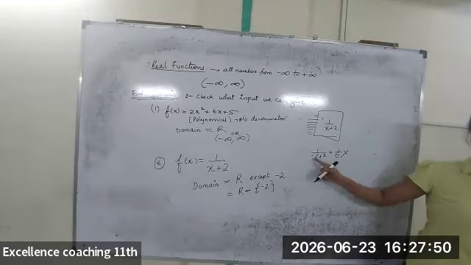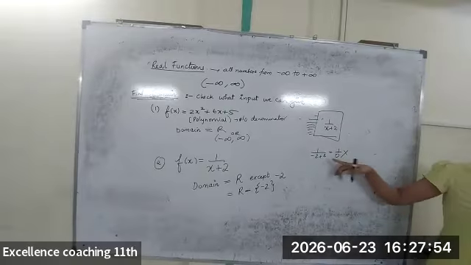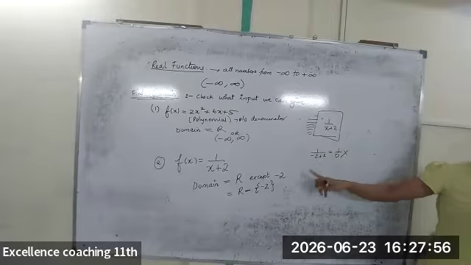Why are we doing that? Because for minus 2, the denominator will be 0. If you have a problem of forgetting, write this and keep it. That is why we should not take minus 2.